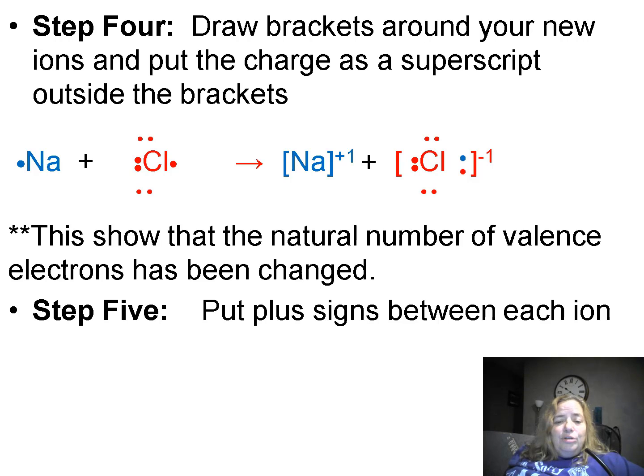I can tell you that the number one thing people do not do, that I correct and return on their papers or just mark wrong, is not color coding. You have to color code in order to show us what's going on. The second thing they don't do is put the brackets and the charge. So follow these 5 steps and it'll walk you through what to do. Okay, that's all for ionic dot diagrams.